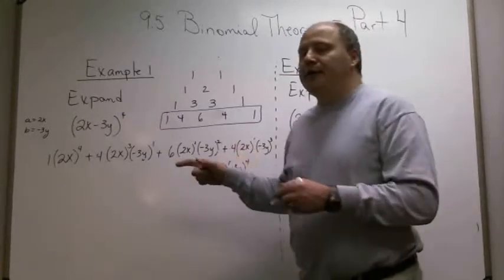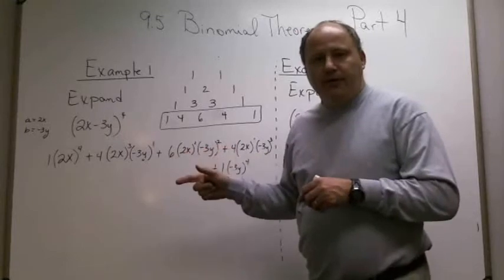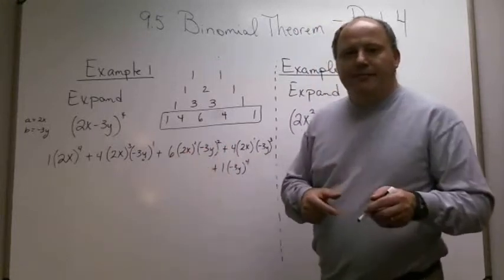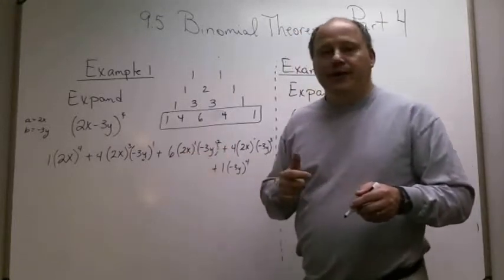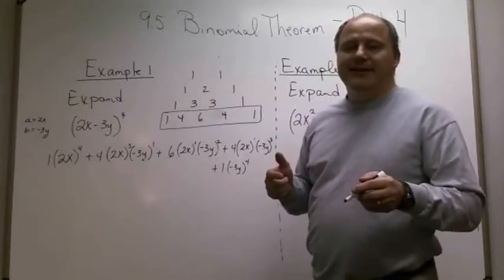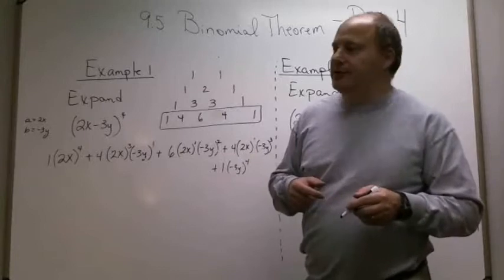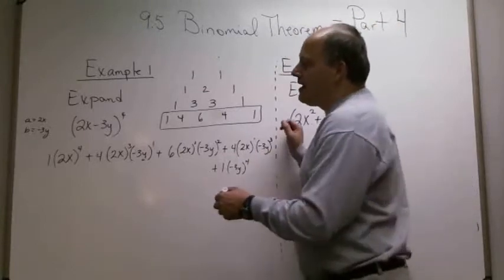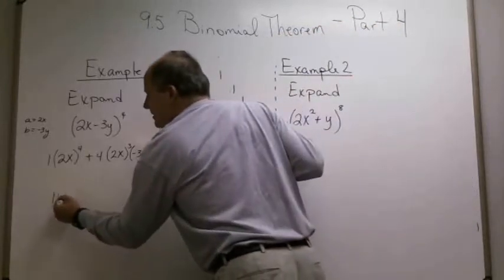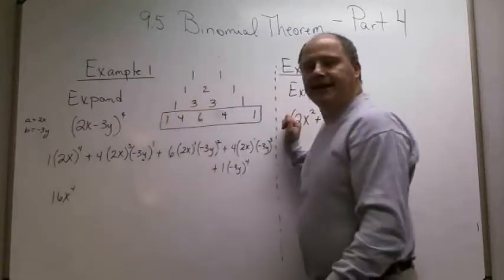Now, it's going to take me a little while to do this on the board here because I'm trying to explain it. But I could do this rather quickly, and you will too. It's still going to be quicker than the alternative. That's why we do it. So 1 times 2x to the fourth is going to be 16x to the fourth, like I said.